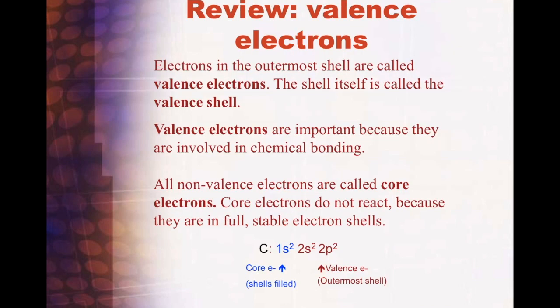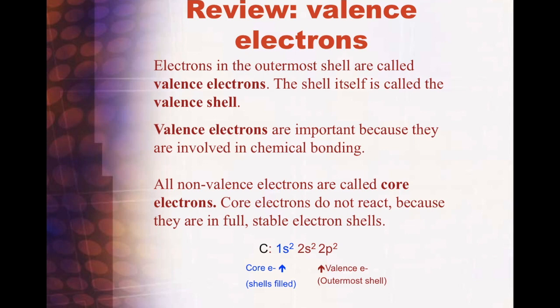We also, in our previous lecture, learned about valence electrons, which are the electrons in the outermost shell. And the shell itself is called the valence shell. Valence electrons are important because they're involved in chemical bonding. Now, the reason that valence electrons react is because the outermost shell is often only partly filled, and it's like a wheel out of balance. It's unstable, and it tends to want to gain or lose electrons to achieve a completely full or completely empty shell.